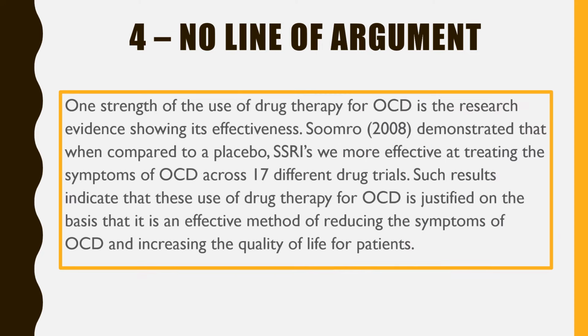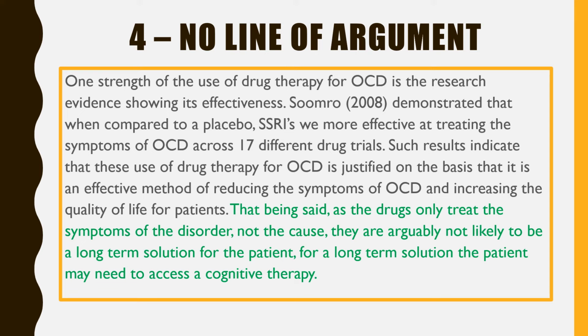Okay, so let's go back to the evaluation that we just looked at when I talked about introducing evidence into your evaluation. So we've got that paragraph here: they're effective, here's some evidence to say they're effective. Now I want to demonstrate to you how to introduce a line of argument into that paragraph, which would look something like this. So you see here, the green is where the line of argument starts. I'm going to carry on and say, that being said, as the drugs only treat the symptoms of the disorder, not the cause, they are arguably not likely to be a long-term solution for the patient. For a long-term solution, the patient may need to access a cognitive therapy.